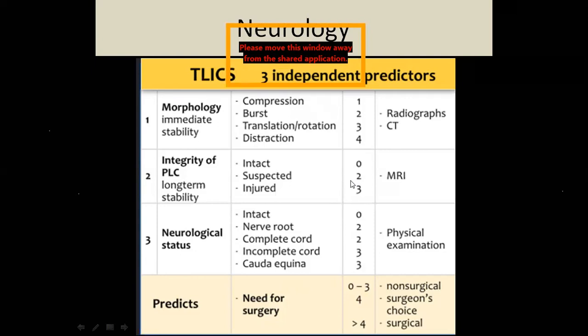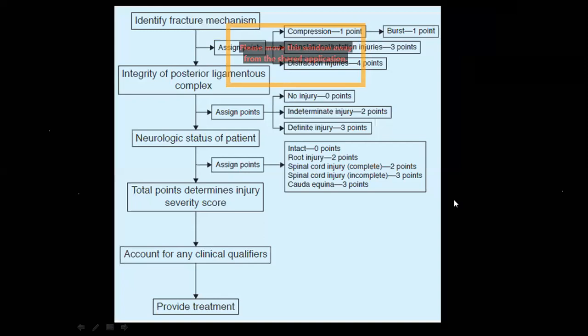You put the points. So this is the flow chart. You are finding what is the mechanism of fracture and assigning points. Compression, 1 point. Burst, 2 points. Translation, rotational injuries, 3 points. Distraction injuries, 4 points. Then you go for the posterior ligamentous complex. No injury, 0 points. Suspected injury, 2 points. Definitive posterior ligamentous complex injury, 3 points. Then come to the neurology status, assigning points according to the neurology status. Then you go to the treatment according to the total score.